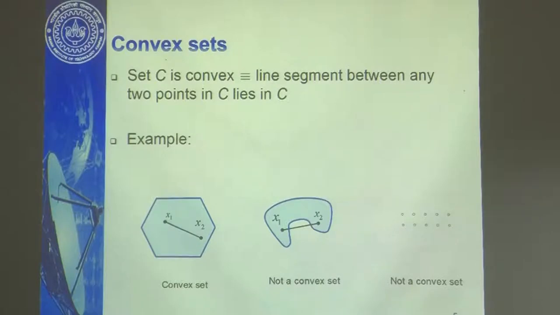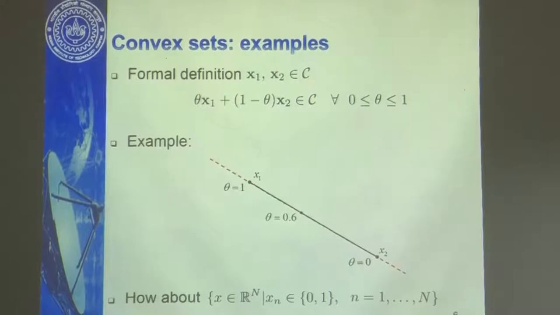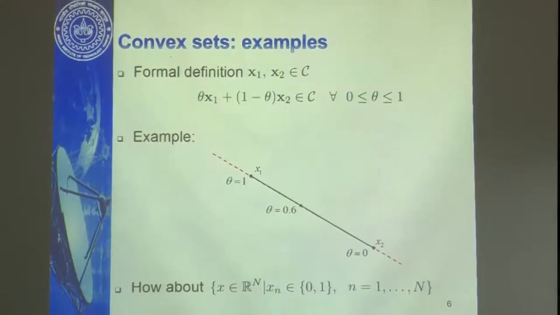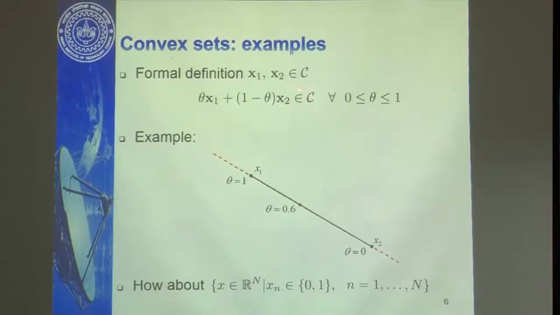This set is not a convex set, right? Then there are more examples. So formal definition is that if x1 is a point in n dimension, x2 is a point in n dimension, then theta x1 plus (1 minus theta) x2 is a point on the line that passes through x1 and x2 for theta between 0 and 1.